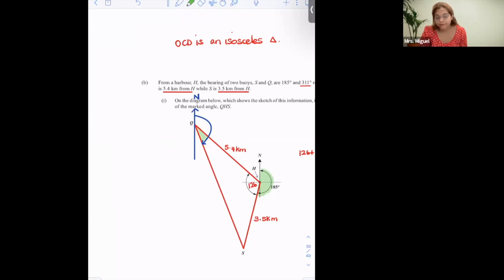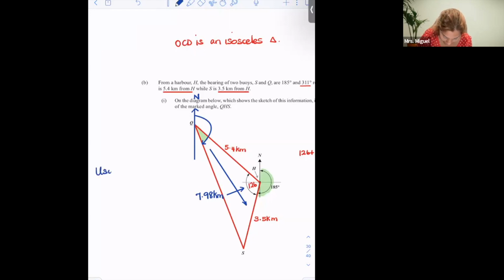So, I have two sides, right? And I have here 7.98 kilometers. So I have two sides and the angle, so I can use the sine rule. I have 3.5 opposite to the angle I want to find, and 126 is opposite to 7.98. So that is why they ask you to do that first.